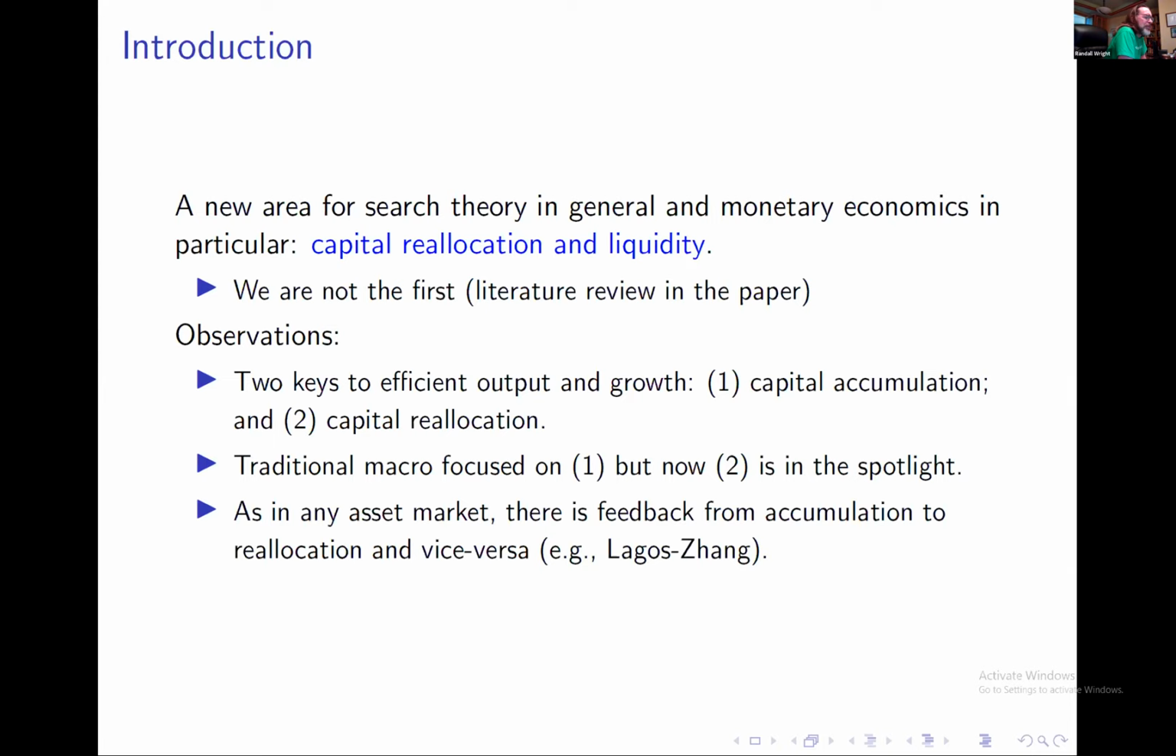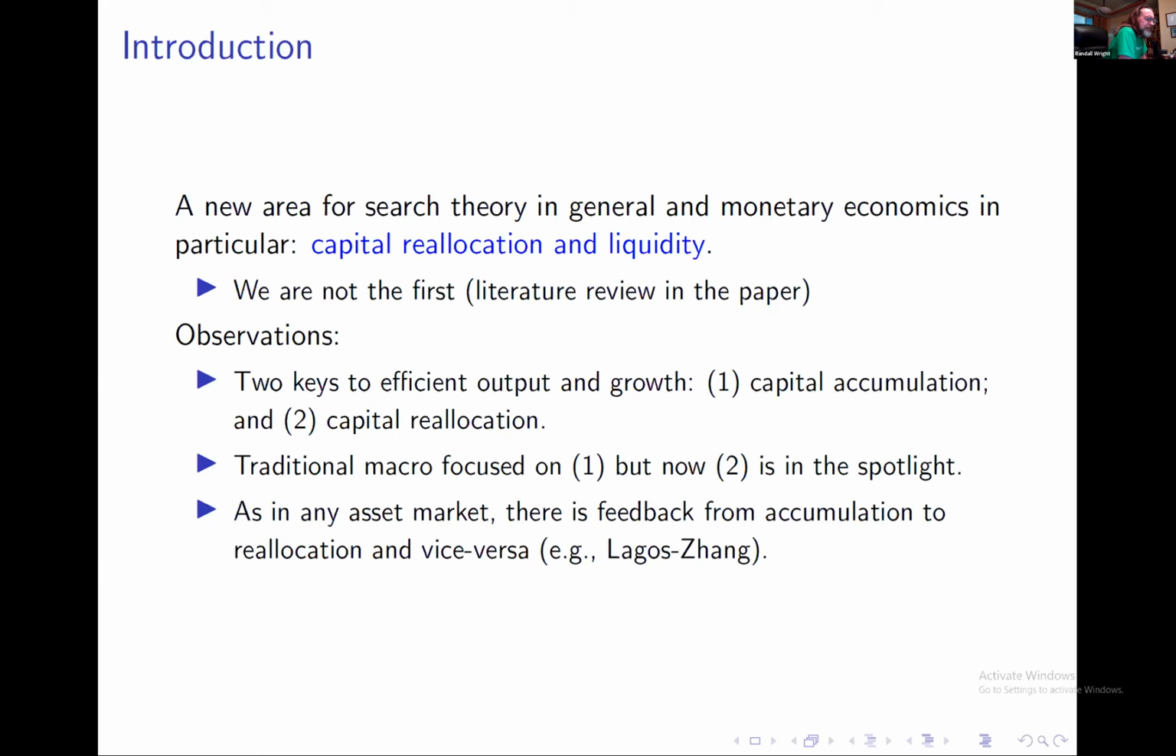We're not the first to suggest this, obviously. Several papers followed Antonella, work by Kerman and others. We're going to bring to bear liquidity, which we think is relevant. So in terms of big picture, there's two keys to efficiency. In terms of investment, you have to get the right capital accumulation over time. And at a given point in time, you want to get capital into the hands of those who could best use it. Traditional macro focused on the first, but the second has been in the spotlight, not necessarily using search, but people are very interested in the secondary markets for capital.